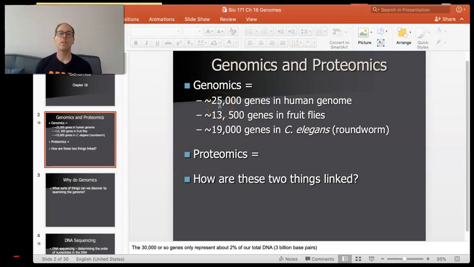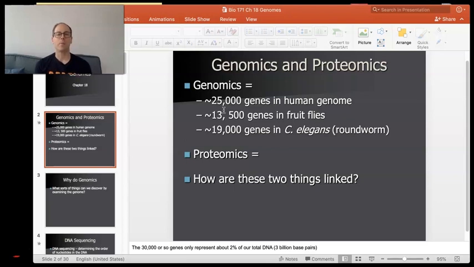We have looked at the genomes of other organisms. So for example, fruit flies. Now fruit flies are really commonly used in genetic studies. We'll talk a little bit more about that later on. But those genomes are much smaller. They only have about 13,500 genes.